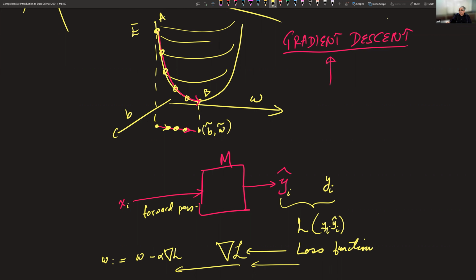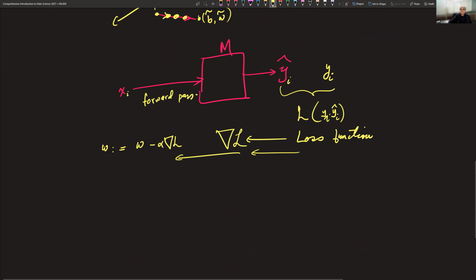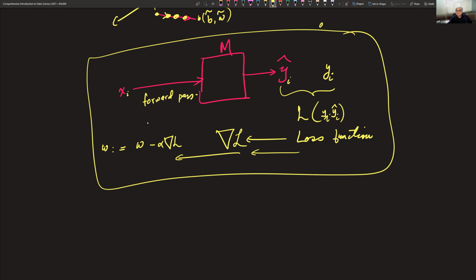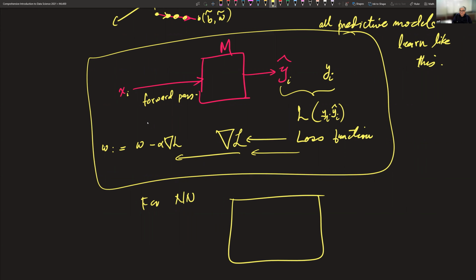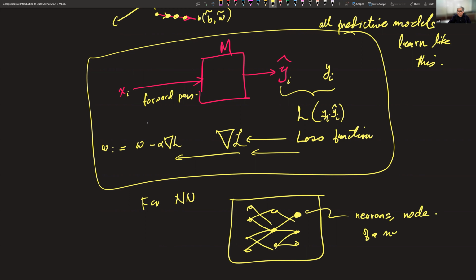While this is universal to all learning, all predictive models learn like this. In the case of neural networks, the box is rather complicated. It has many, many layers, and it is made up of atomic units. In the world of neural networks, we literally call them neurons, or more specifically, just a node of a neural network.